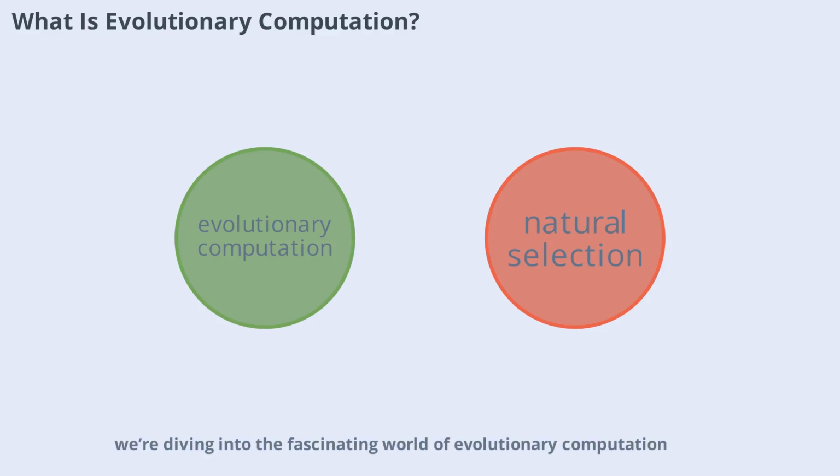Welcome. Today we're diving into the fascinating world of evolutionary computation, especially its role in biology. Evolutionary computation is a family of algorithms inspired by the process of natural selection. Just as species evolve over generations to adapt to their environment, these algorithms use similar principles to solve complex problems.